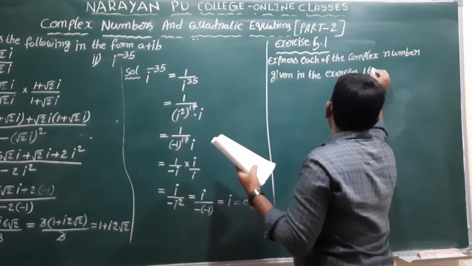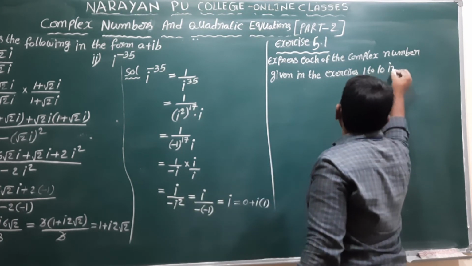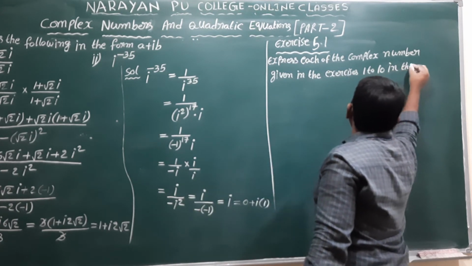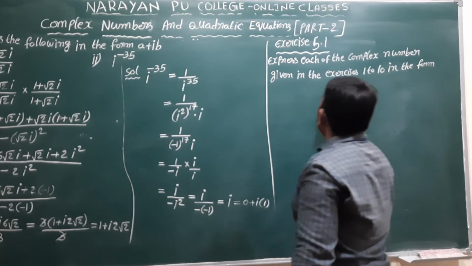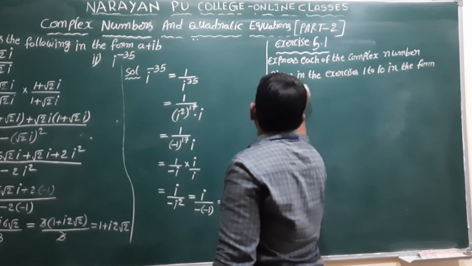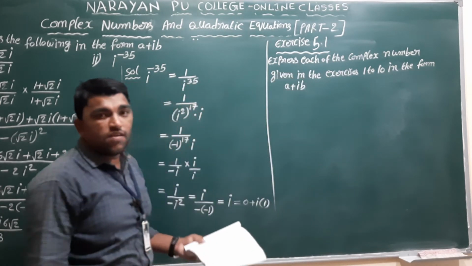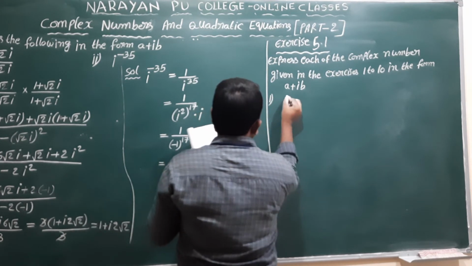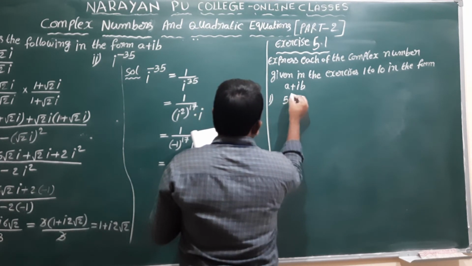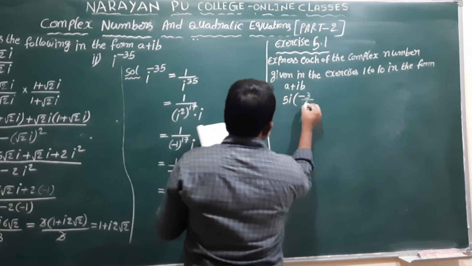Problems 1 to 10: we need to write them in the form a plus ib. In that first one, 5i into minus 3 by 5 into i.